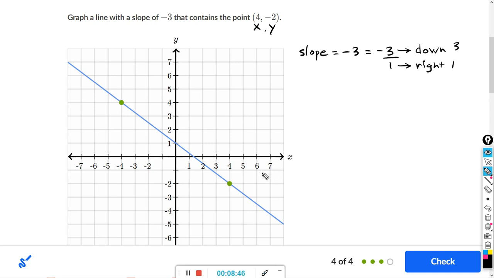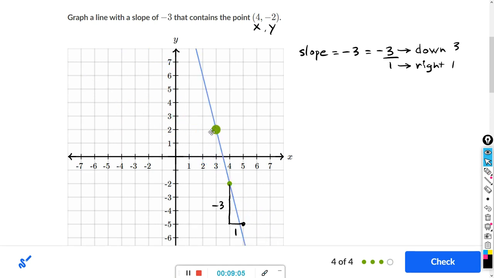So starting with the point that we already did, I'm going to go down 3: 1, 2, 3, and then I'm going to go right 1. And that's going to be our new point right there. Down 3 and right 1. So just click on the other green dot and drag it into place. And now you have a line.